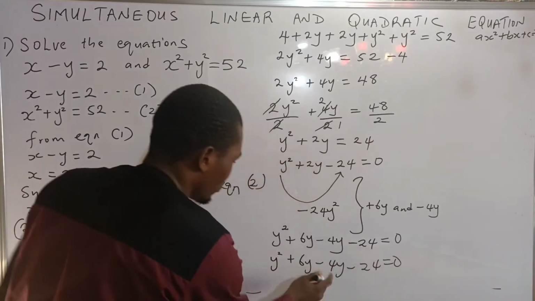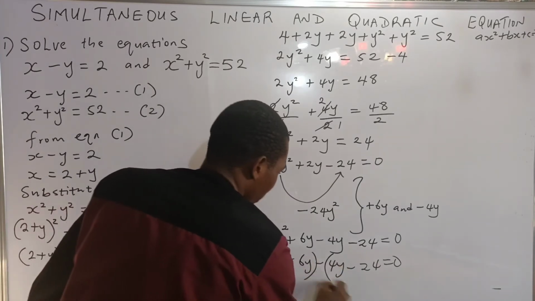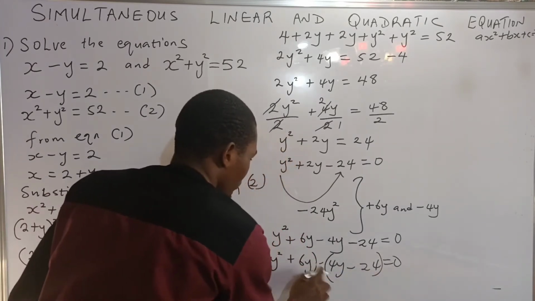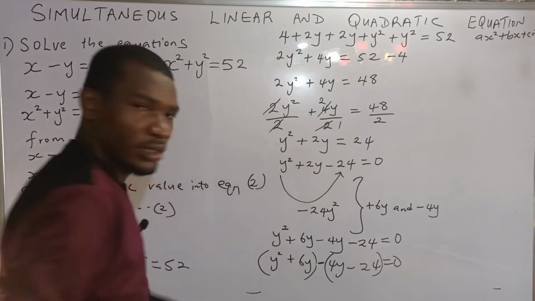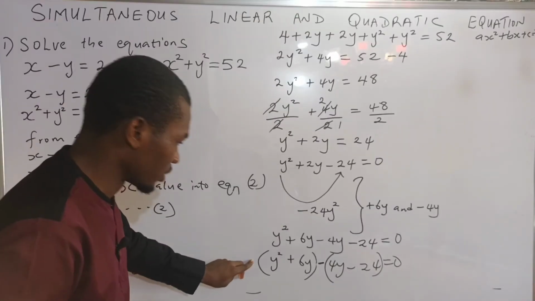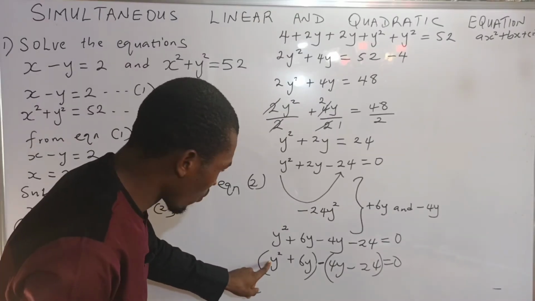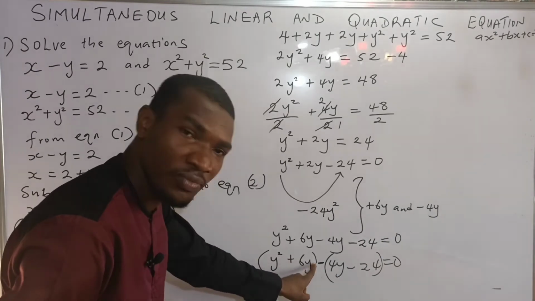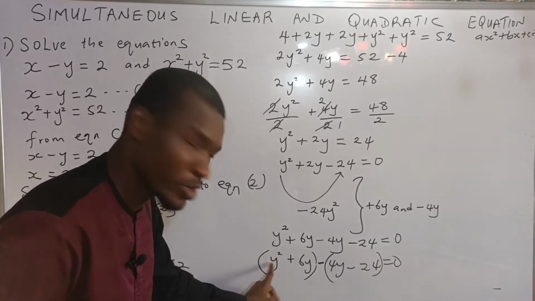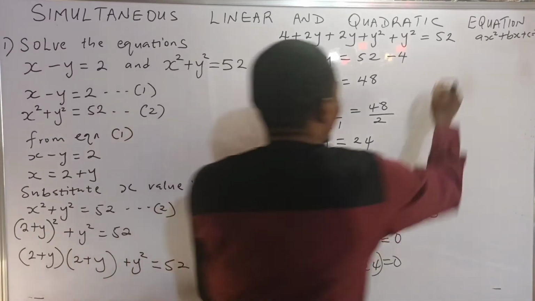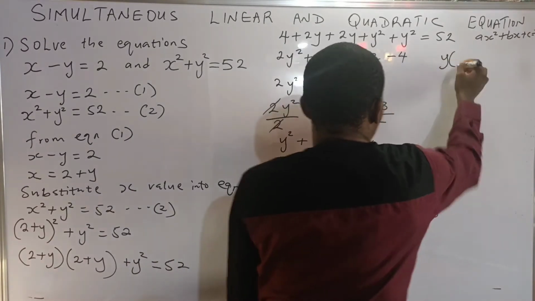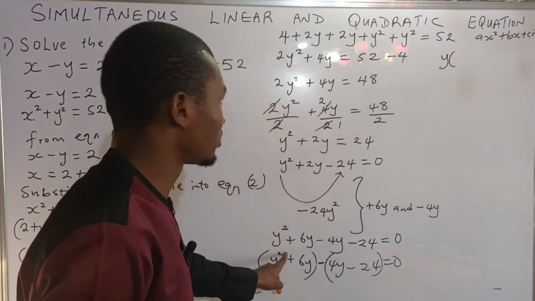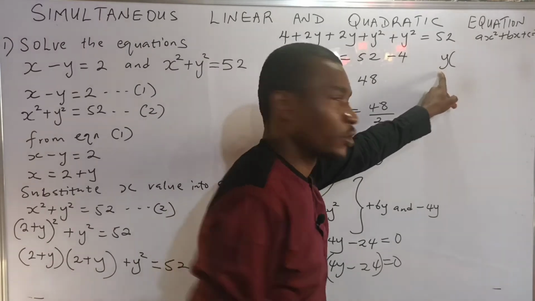And grouping it in twos means grouping it into brackets of twos. Then you can factorize further. We have y squared and 6y. Automatically, y is common here and here. We factor out y. In brackets, y squared divided by y will give us y.